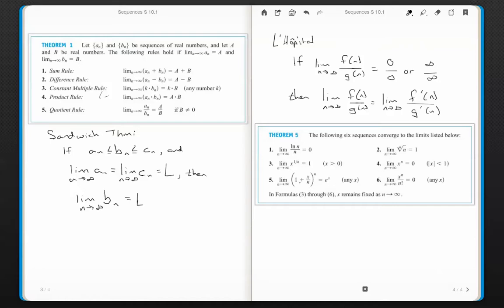The limit of 1 plus x over n to the n is e to the x. That's kind of an interesting one. The limit of x to the n over n factorial equals 0. So the factorial grows faster than this exponential case here, for any x. It doesn't matter what x is. x could be really big, and factorial still grows faster. So that goes to 0. So this is a handy toolbox. We're going to come back and look at this a lot. But for now, let's take a look at some examples.